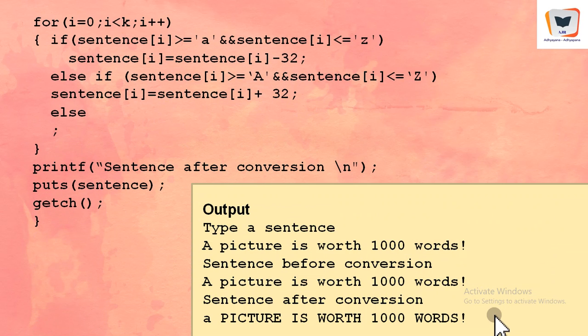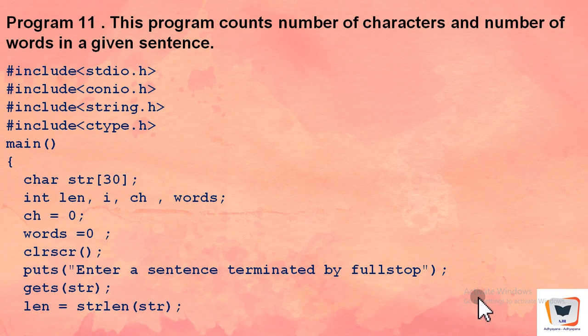Now, this program counts the number of characters and number of words in a given sentence. Any sentence, of course, starts with a word, and words are separated by spaces, and the last word we will have hit the enter key, or we will have put the full stop. Taking this as the clue, we can just count the number of characters and number of words in a given sentence.